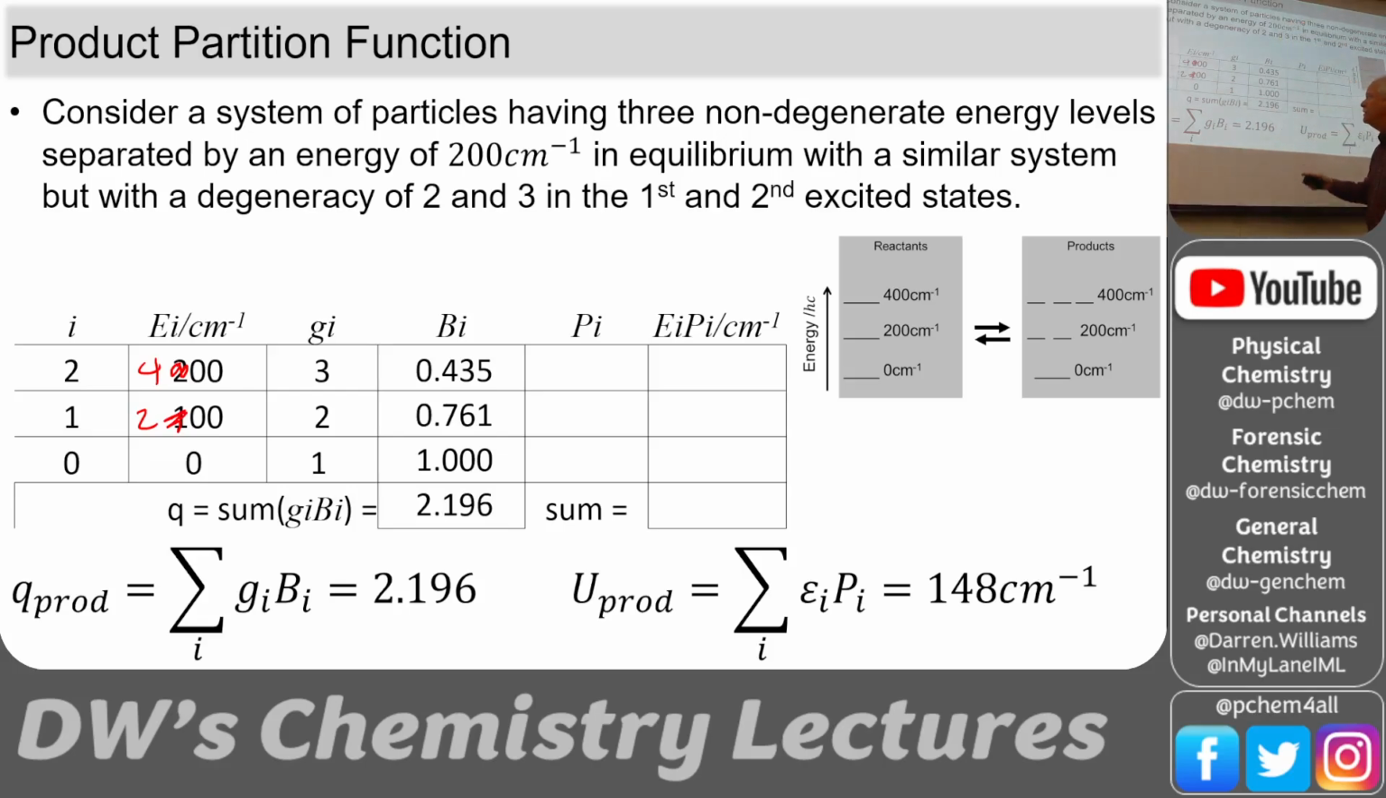Okay, for the probabilities, it's each one of those numbers divided by the partition function. So we have 20% probability in the top, 35% in the first excited state, and then 46% in the ground state.